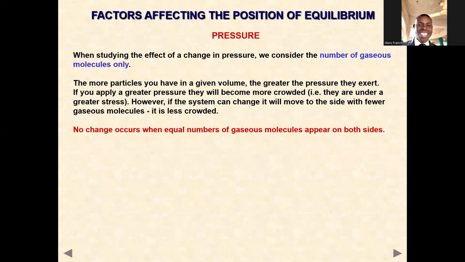Now let's look at pressure. We are going to summarize here. I will just talk about pressure.